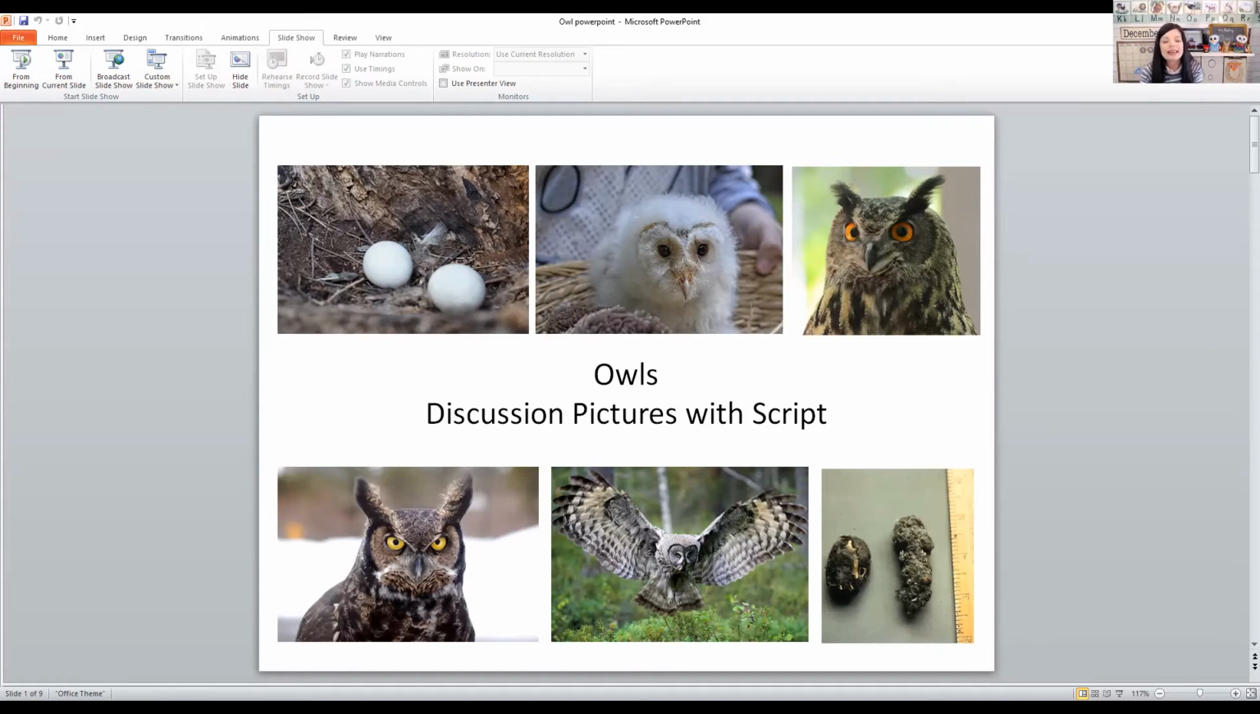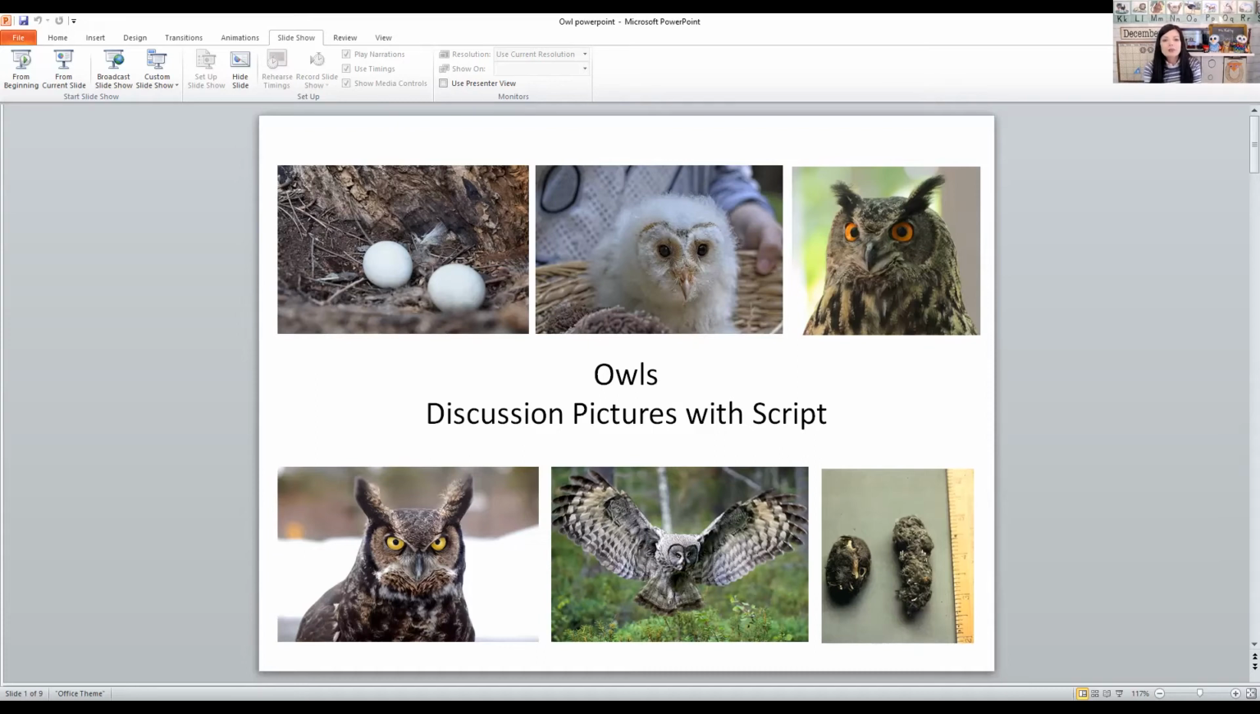Owls are awake at night. We call them nocturnal. Can you say nocturnal? Owls are awake at night hunting, and they eat bugs and small animals. Owls have two parts to their stomach, one for digestion and the other which holds items such as bones, fur, teeth, and feathers. That's called a gizzard. When this gizzard is full, the owl spits it up.